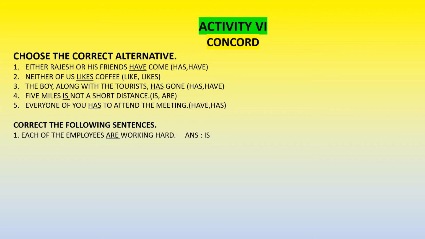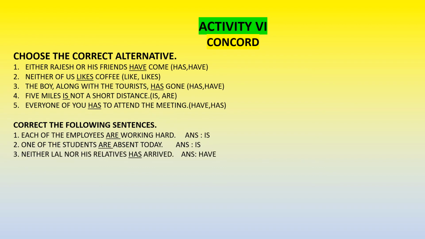Now let us go to the second one. One of the students. You see, here the subject is one, not students. One of the students are absent today. Are is wrong because one is the subject, so is will be coming. Students is not the subject, one is the subject. So one of the students is absent today. Now the third one is coming.